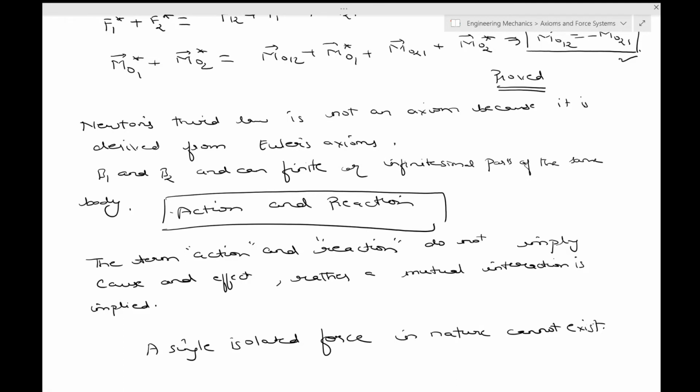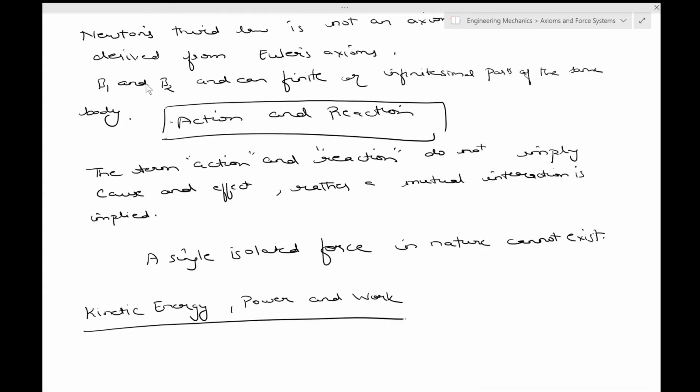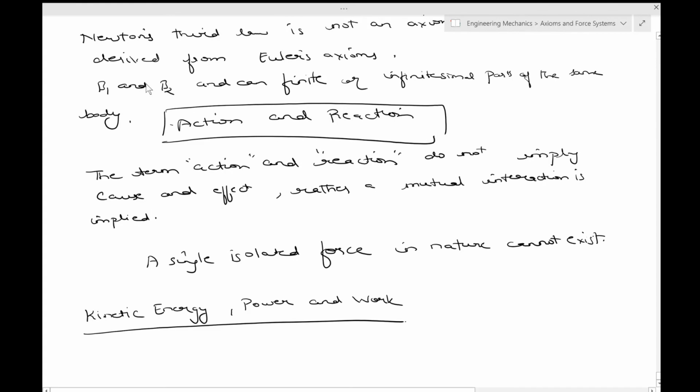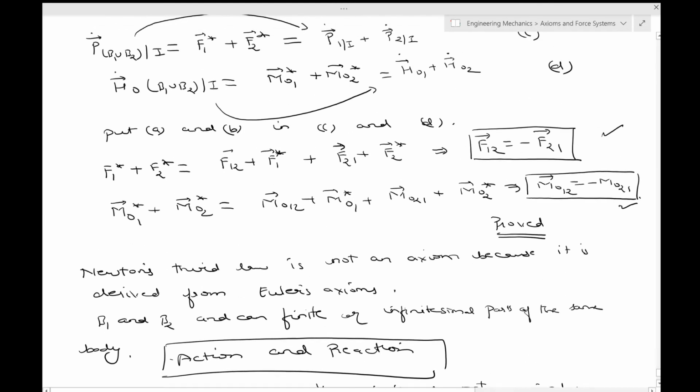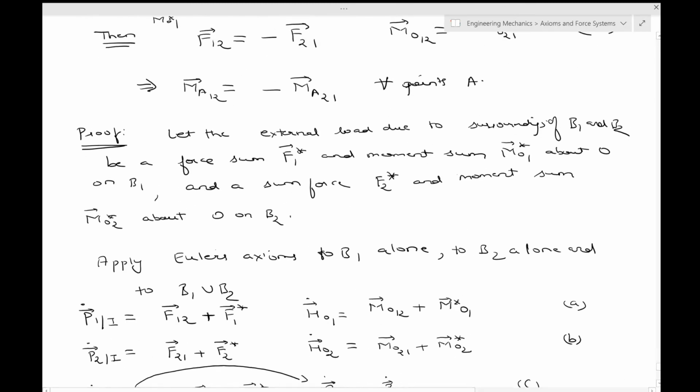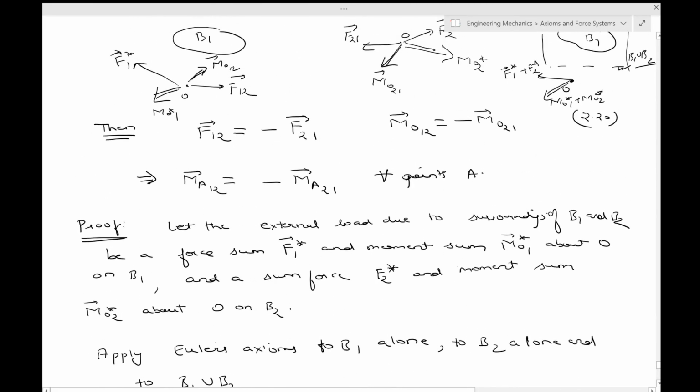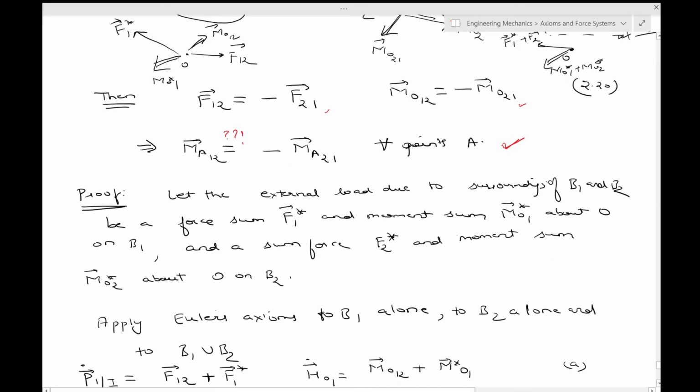Okay, so we have discussed Newton's third law. Now, before we begin discussing our next topic, which is kinetic energy, power and work, there is one small exercise for you to think about. I have proven for you this and this, 2.20, but not this. Because of 2.20, this is valid for any point A. Now you have to come up with a reason, based on what we have learned in this course, why this is true.